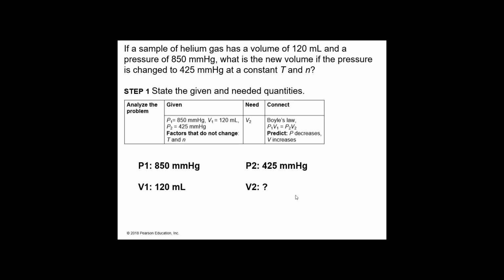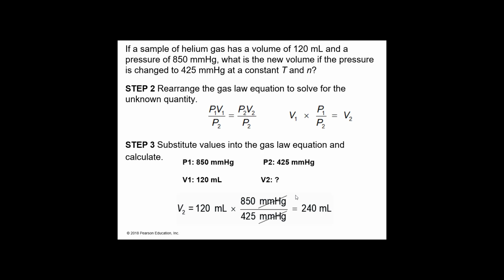Take a look at what's happening here. We start with a pressure of 850, which is high. It is decreasing to 425. So that means that the volume must increase. So we expect a volume larger than 120 mils. And we do. We get 240 mils. So that matches what we expect to happen.